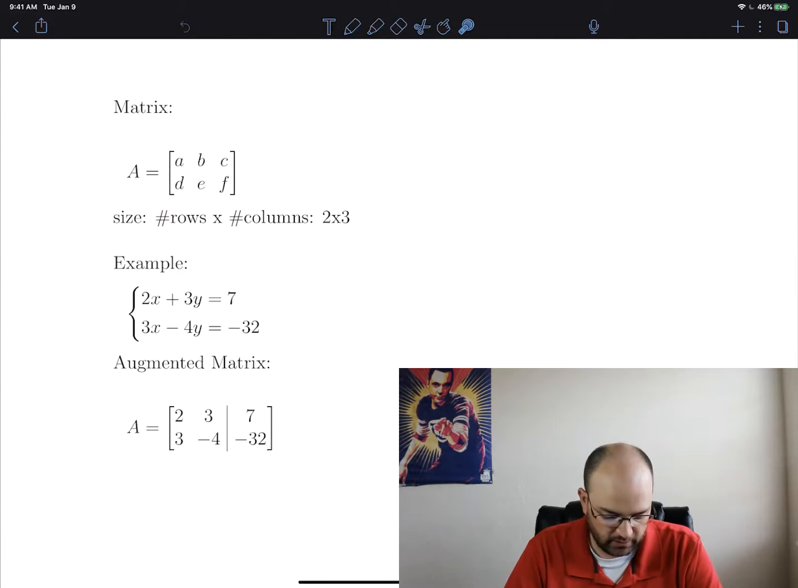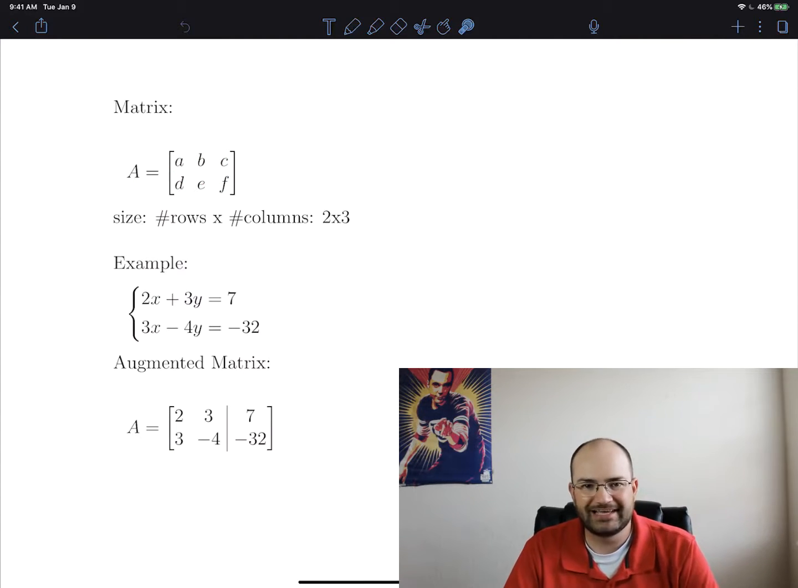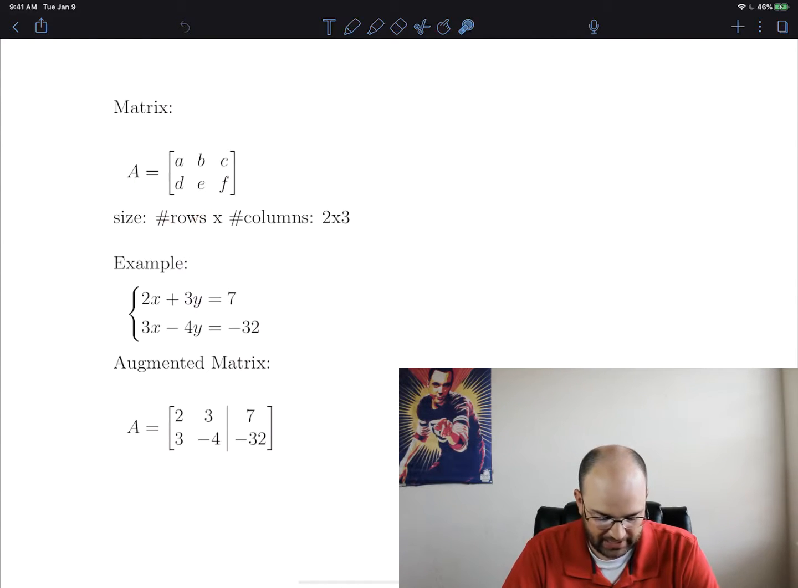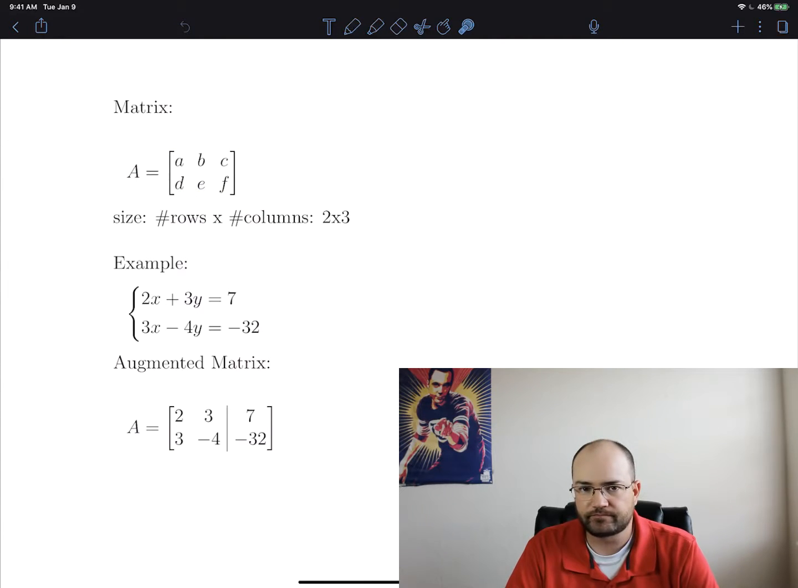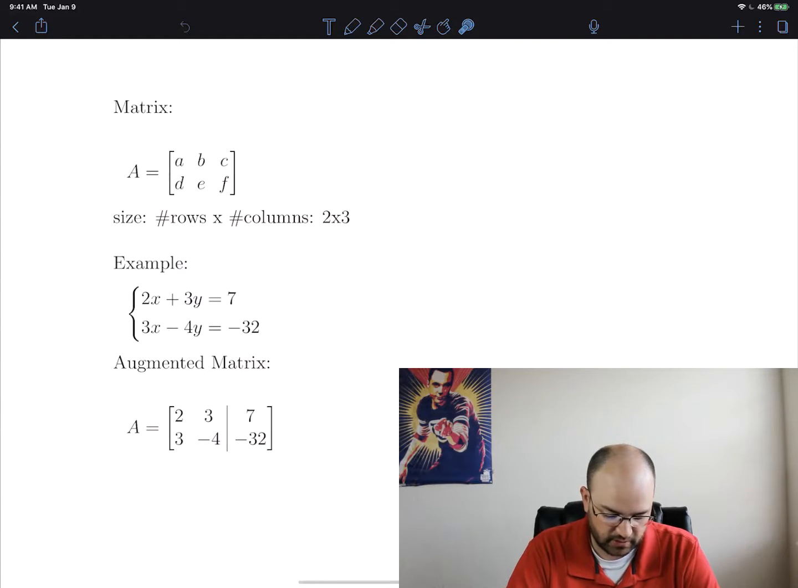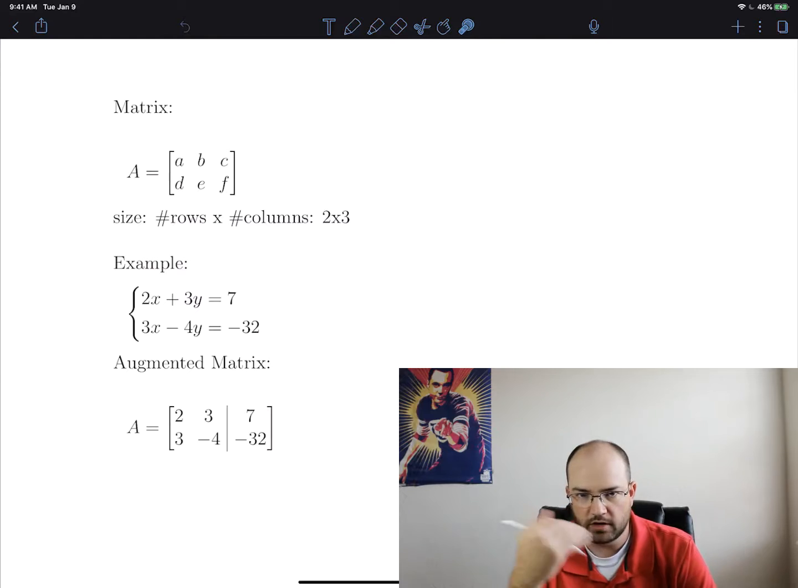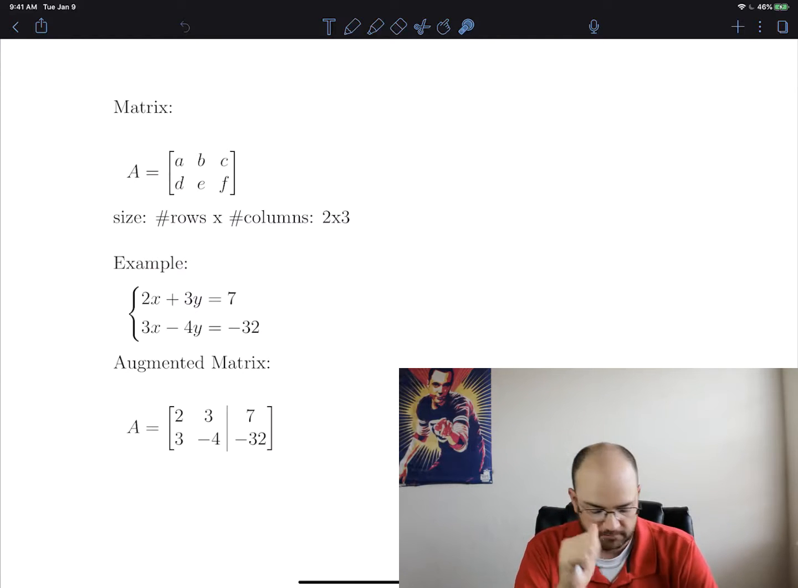Okay. Now, a matrix is made up of rows and columns. And so that means that a matrix has a size, and the size of a matrix is the number of rows by the number of columns. So looking at this matrix that I have here, the size of this matrix would be 2 by 3 because there are 2 rows and 3 columns. Now remember, rows are horizontal, columns are vertical.